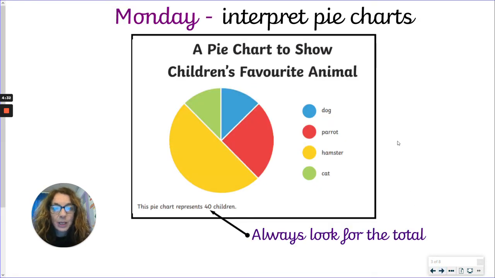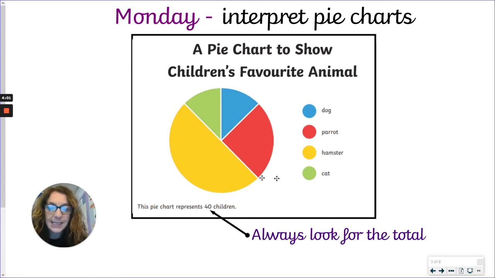On Monday, you're going to be thinking about pie charts. Now, a pie chart is just another way of presenting information, of presenting data. And it's all about thinking about what fraction of the pie chart represents each category. Now, the absolute most important thing with a pie chart is that somewhere it will tell you the total represented by the pie chart. So in this case, this pie chart represents 40 children.